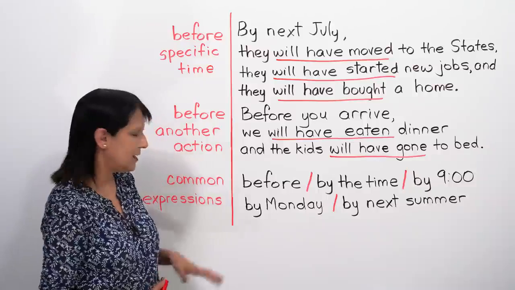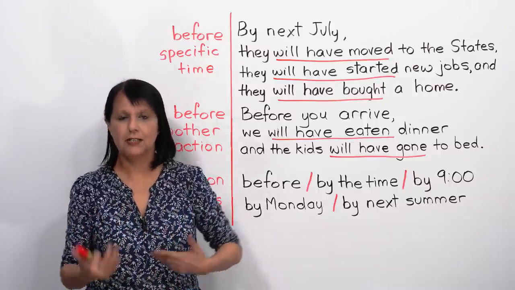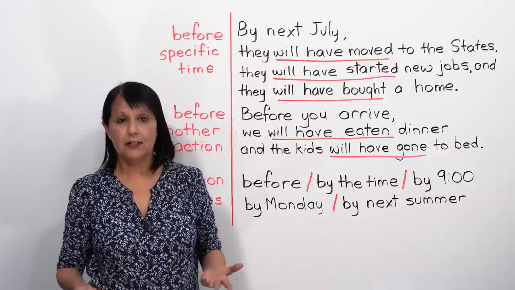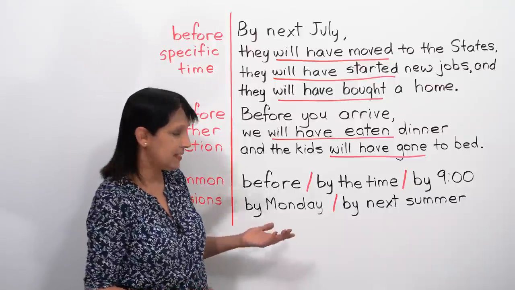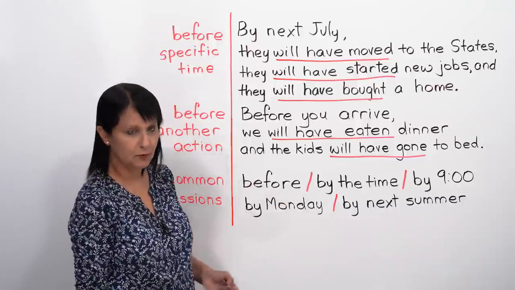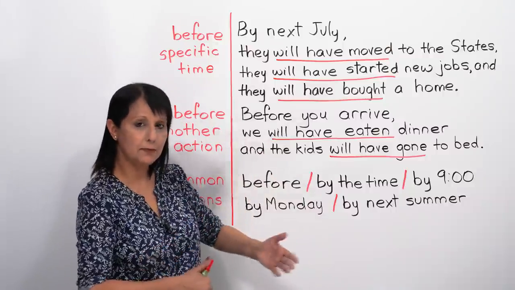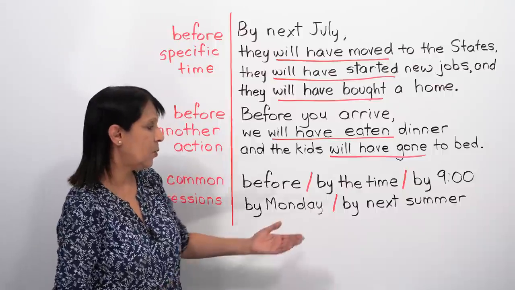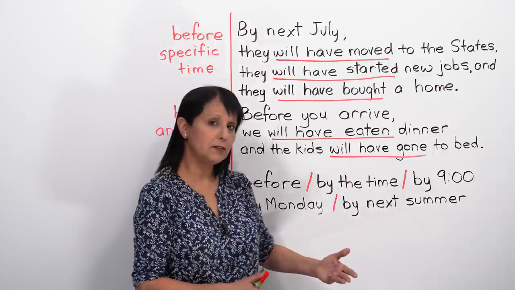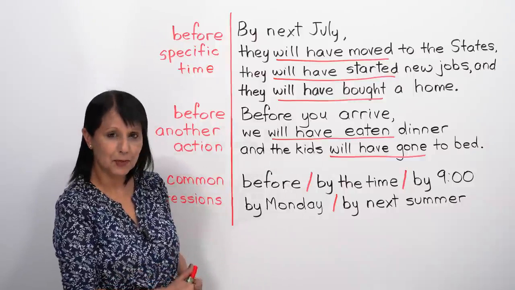Okay, next, we use it with certain expressions. There are certain common expressions that you'll often find when using this tense or when you're reading this tense. Words like before, right? We saw that. Before you arrive. Or by the time you arrive. By the time I finish university. Okay? Or by 9 o'clock. All right? By Monday. By next summer. Okay?